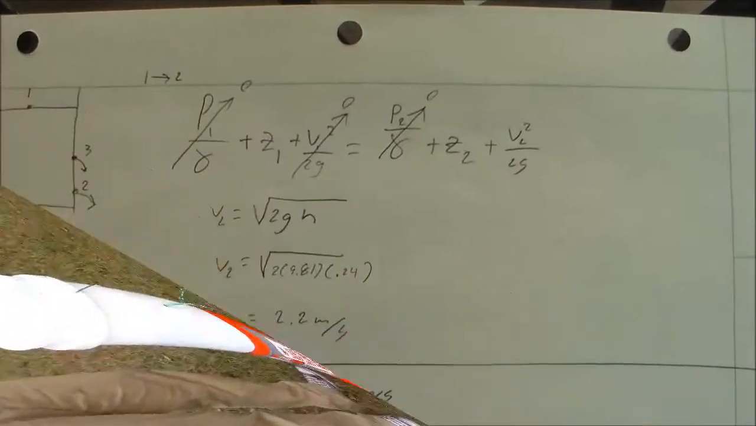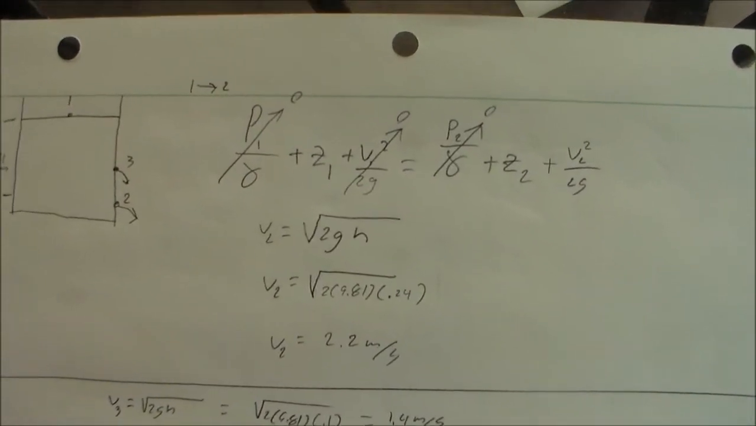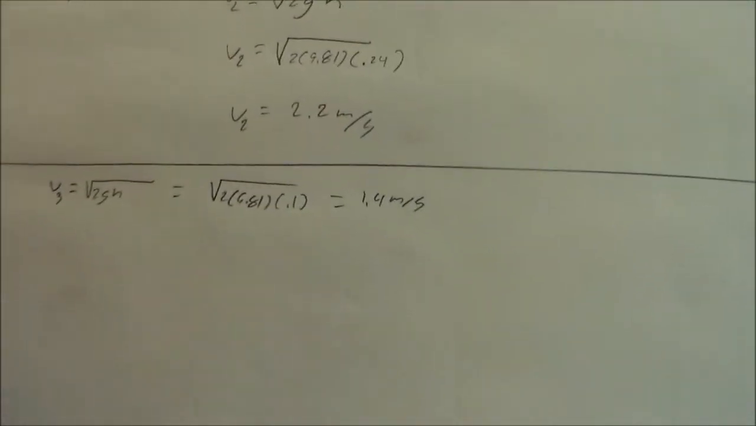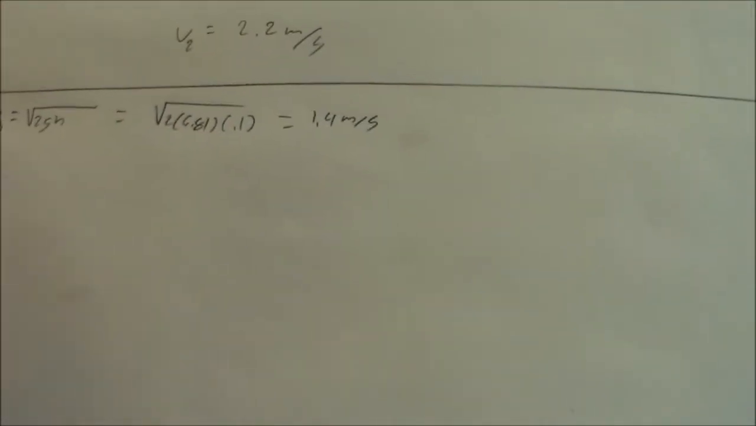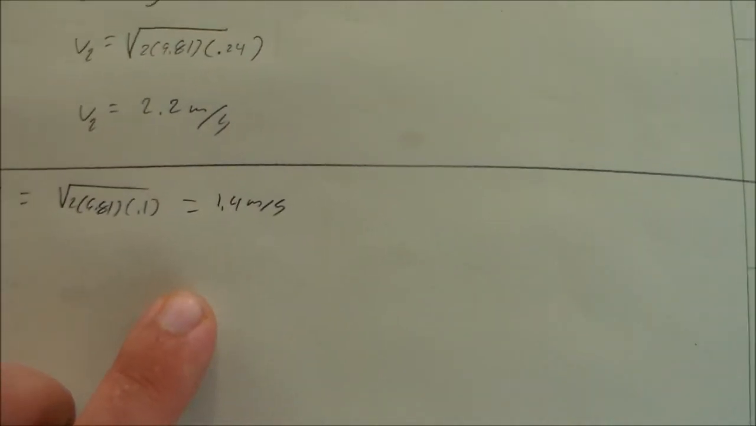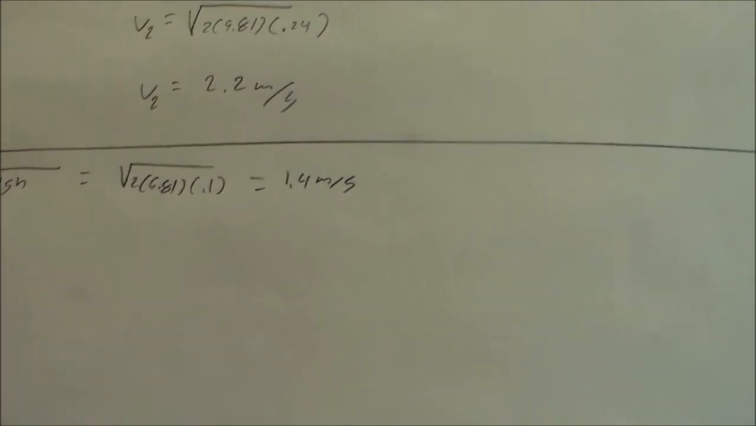As you can see in the video, velocity in hole 2 is always greater than the velocity in hole 3. Applying the Bernoulli from 1 to 3, it reduces to the same equation. V3 equals 1.4 meters per second, with a height change of 0.1 meters.